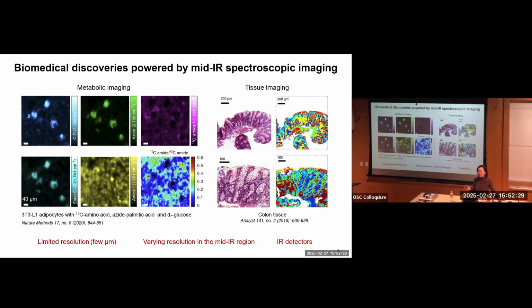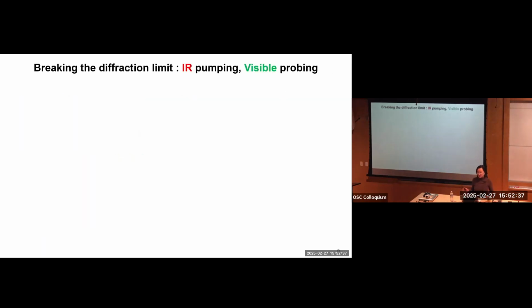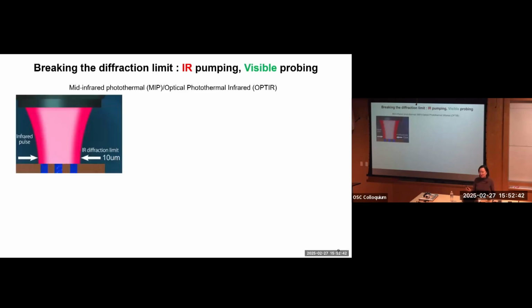So with these limitations, we asked ourselves, is it possible to convert the mid-IR absorption into a visible signal that we can detect? Yes, that's exactly what our innovation is doing. Our innovation is called Mid-Infrared Photothermal, MIP, or Optical Photothermal Infrared, OPTIR. It's a pump-probe technique where the IR is the pump and the visible is the probe beam. So let's take a look at how this technology helps us break the IR diffraction limit.